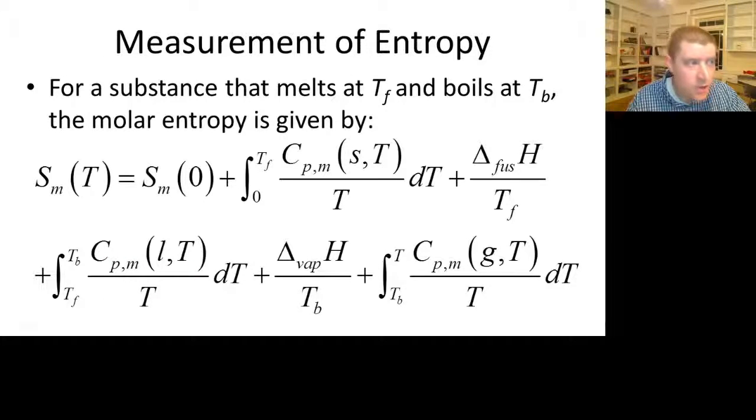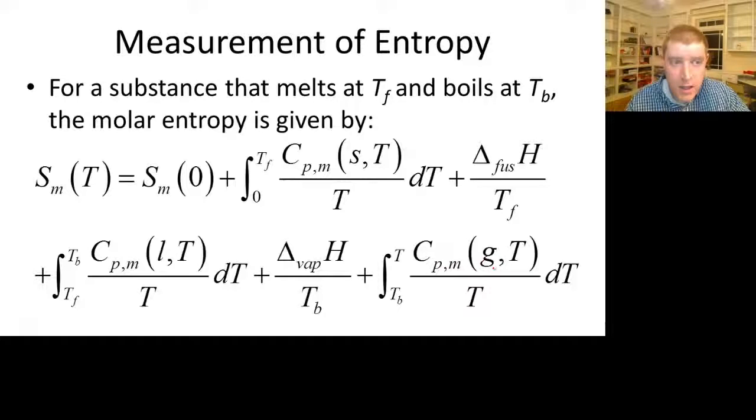So now we have this integral where now we have the constant pressure molar heat capacity of the liquid. Up here, this S was for the solid at whatever temperature we're interested in, divided by the temperature, dT, plus now our enthalpy of vaporization, divided by the temperature that the substance boils at, plus one final integral from the boiling point TB up to the temperature T that we're looking at. Again, evaluated using the constant pressure molar heat capacity.